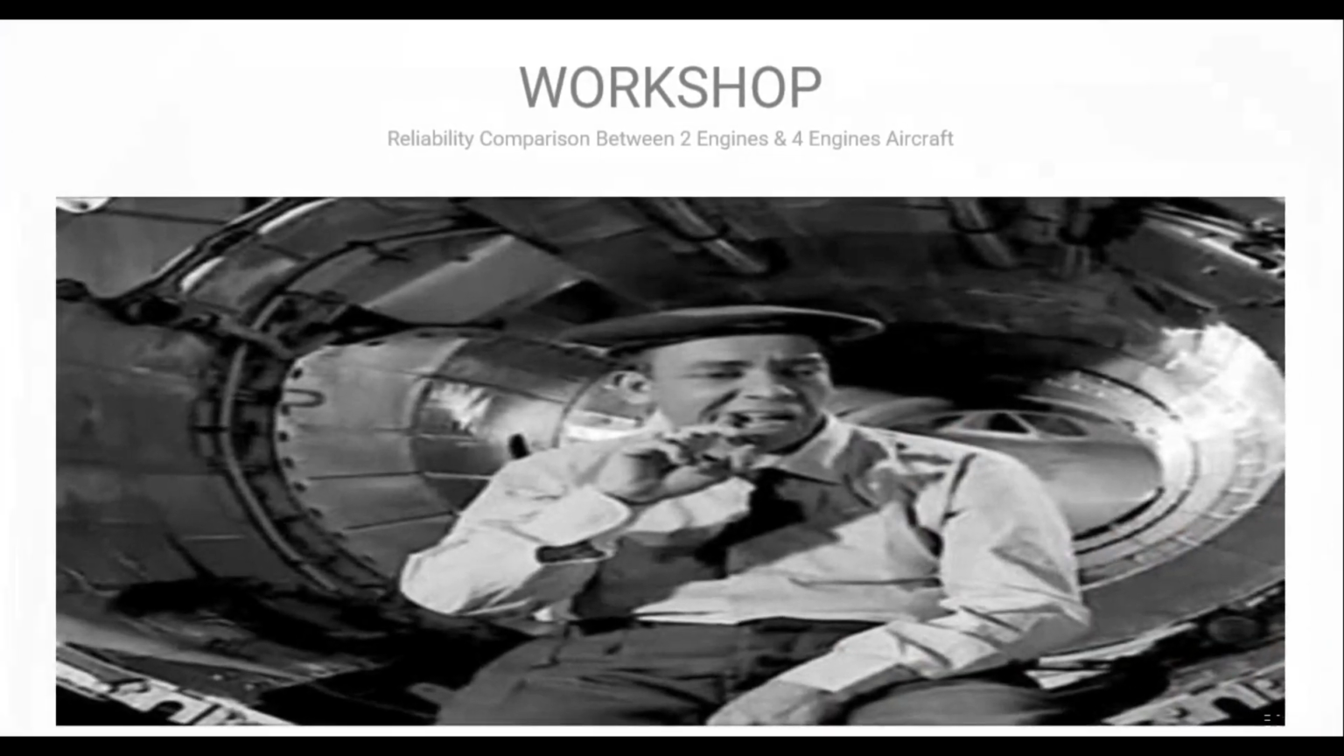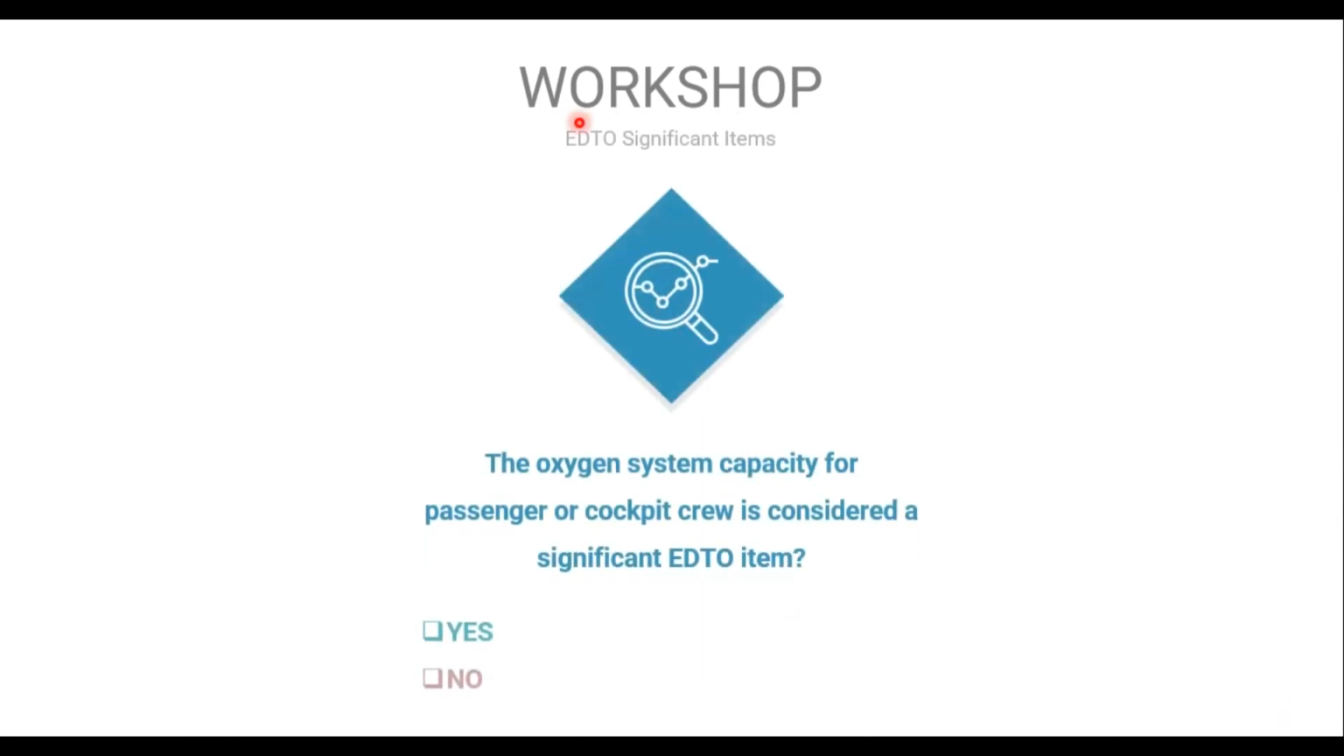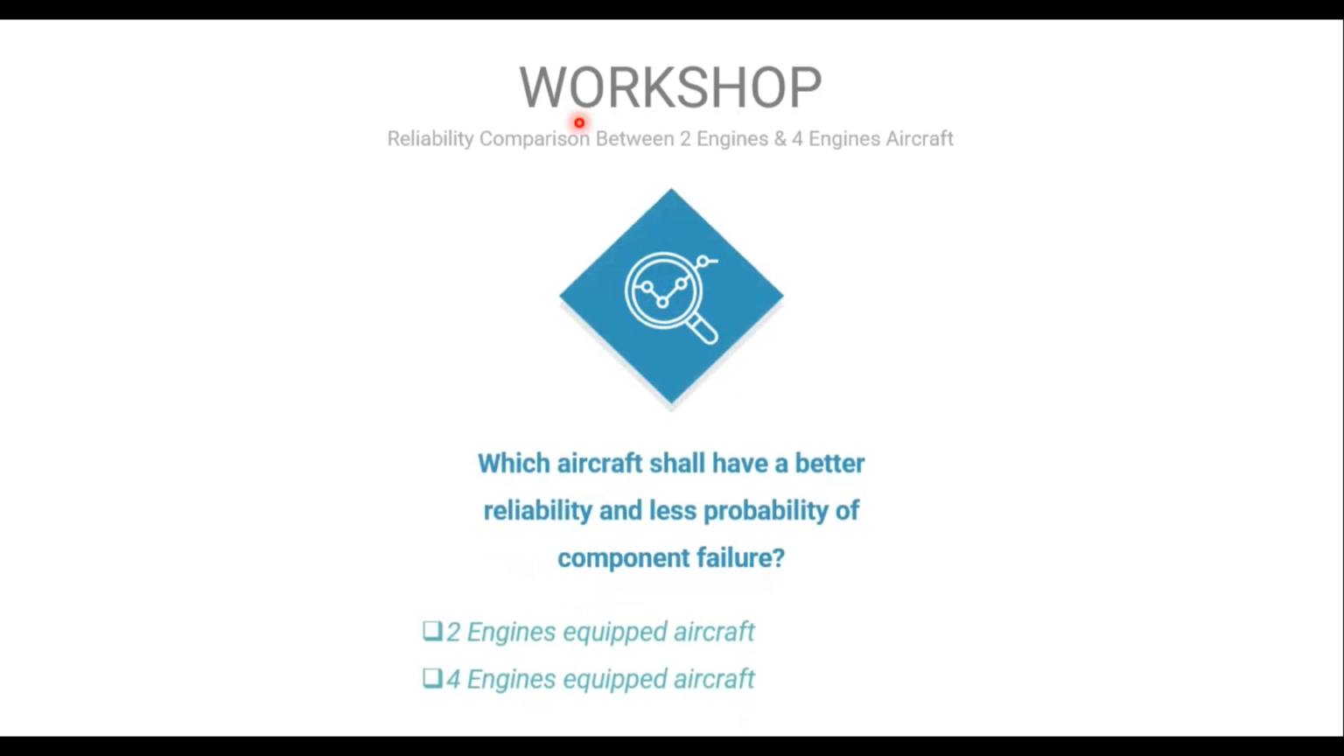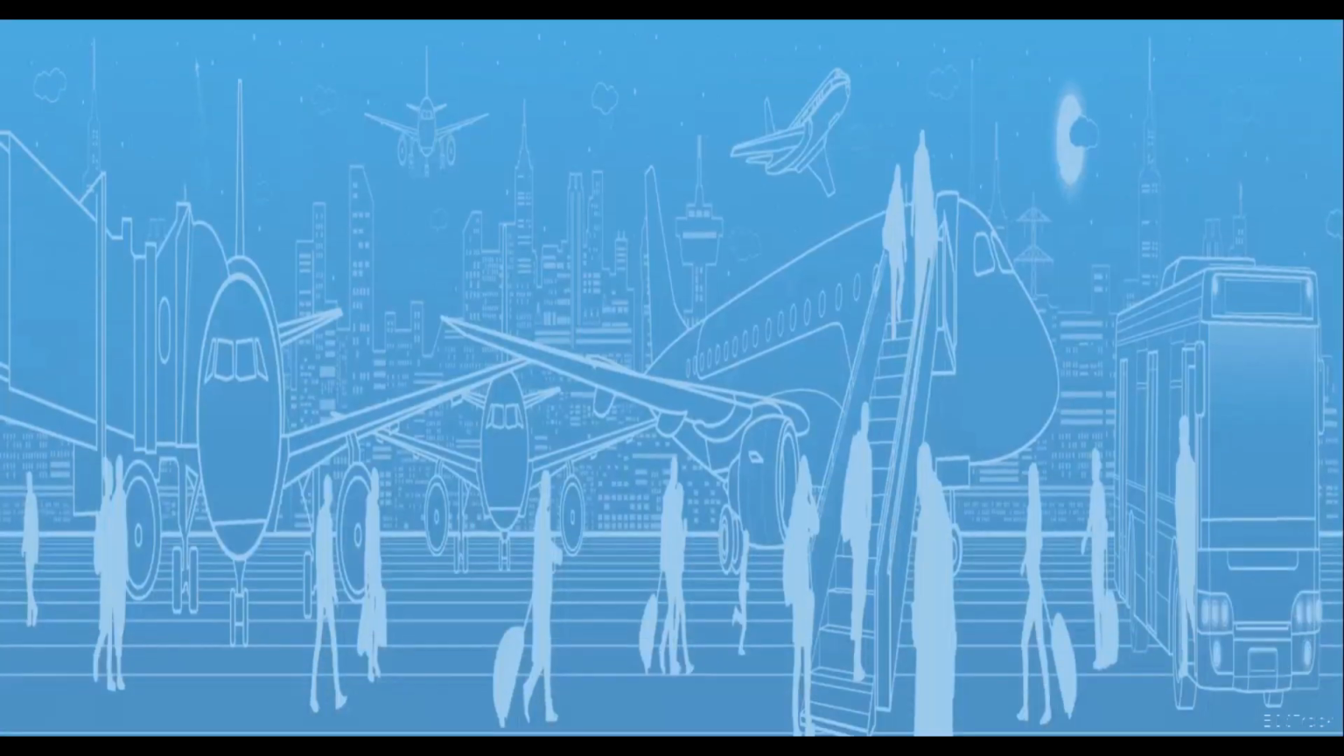Okay, so now we have a very, very quick, I don't want to call it a test or quiz, but whoever knows the answer can just put it in the chat. Is the oxygen system capacity considered a significant EDTO item? Yes or no? Please let me know. If you know the answer, the oxygen capacity for passengers and for the cockpit crew. And the second question is, which one has less probability of component failure and better reliability, a 2-engine equipped aircraft or a 4-engine equipped aircraft? Also, please let me know your answers in the chat.